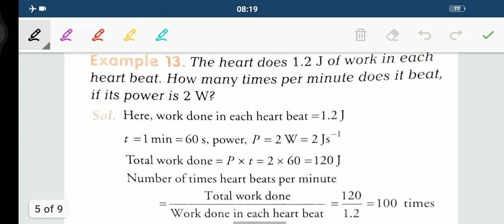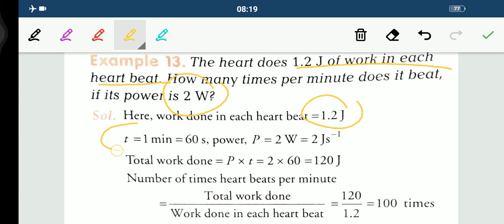Now the second question is, the heart does this much of work in each heartbeat. How many times per minute does it beat if its power is 2 watt? So in the question, what things are given to us? See, work done is given, that is 1.2 joule. Time is given, 1 minute. You just need to convert 1 minute into seconds. And you know how we'll be converting it. 1 minute is equal to 60 seconds.